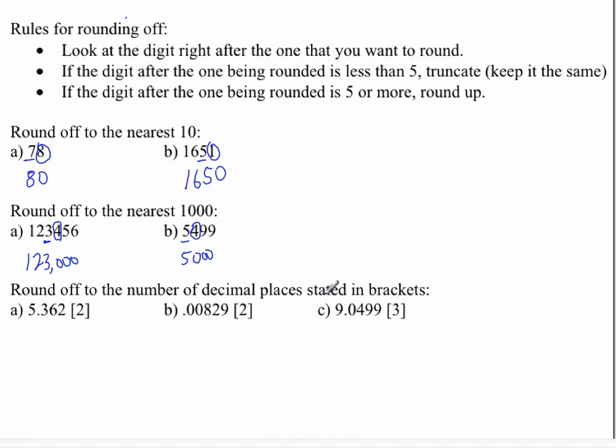Round off to the number of decimal places indicated. So 2 places after the decimal, so it means here. We look at this number. 2 is less than 5, so we round that to 5.36. So 2 places after the decimal, that means we're going to round here, and we look at the 8, it's going to be 0.01. Here, we'll look at the second decimal place, and the number after that is a 9, so that means we round up to 9.05.